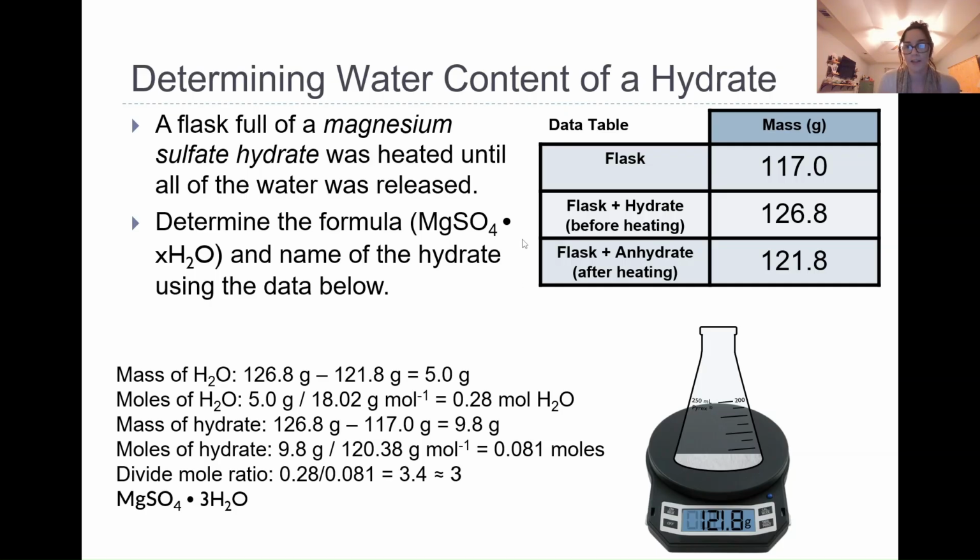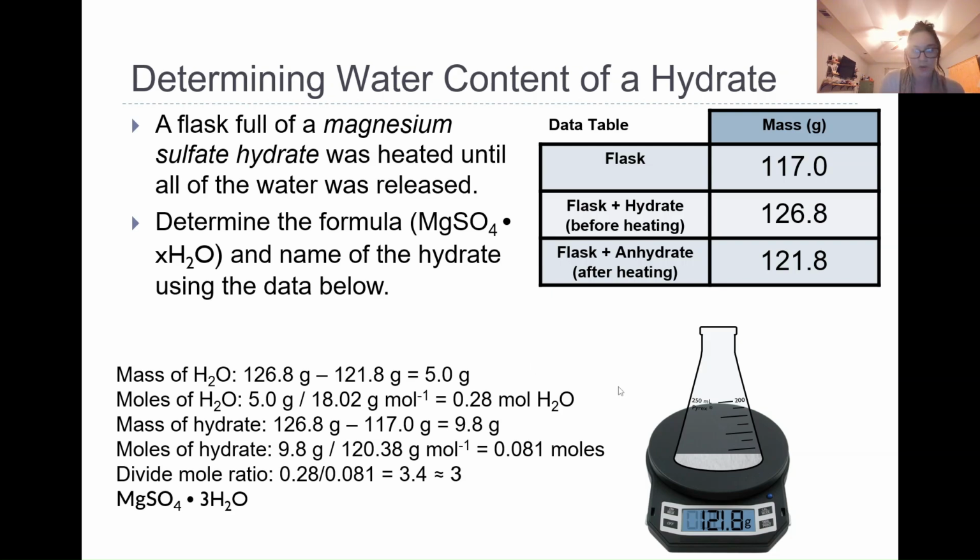Then what I'm going to do is do the same thing, but with the mass of the hydrate. So I'm going to subtract the mass of the flask with the hydrate minus the flask to get just the mass of the hydrate, which in this case was 9.8 grams. Then I'm going to divide the mass of the hydrate by the molar mass in order to find the moles of hydrate. Then, because the empirical formula of a hydrate is going to be how many waters are in each formula unit, if I divide those two moles, I can determine the stoichiometric coefficient of the water, or the ratio of water per mole of hydrate.